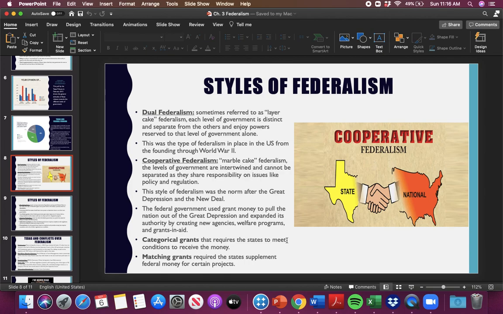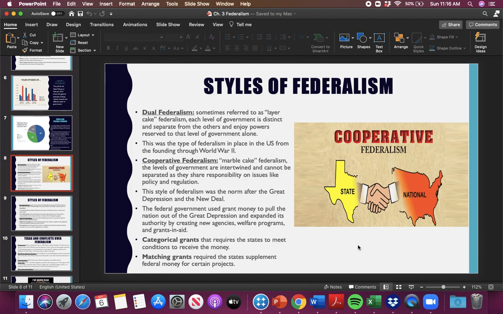So, like education. Each year, the states get a certain amount of money from the federal government for education. In exchange for accepting that money, the federal government gets to demand that they comply with certain rules and regulations. So now the states can't just do whatever they want if they are going to take this money. So it gives the federal government more influence and control.